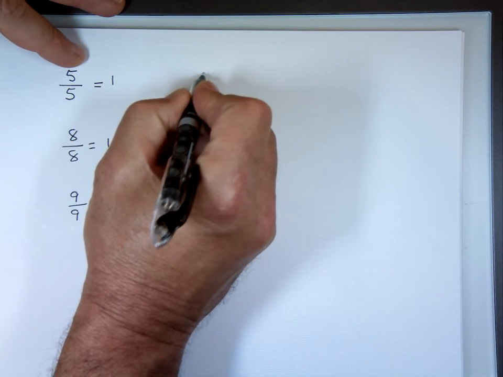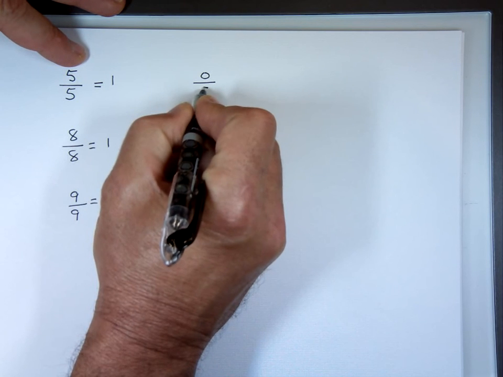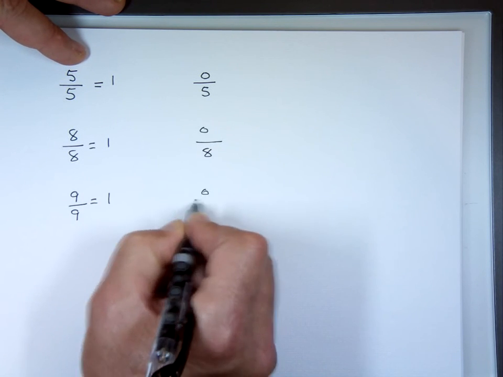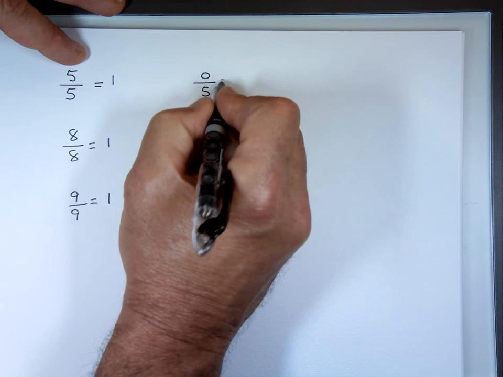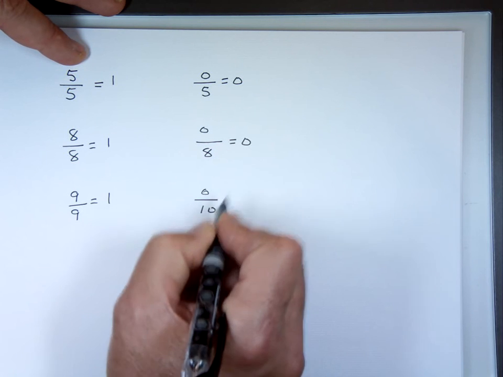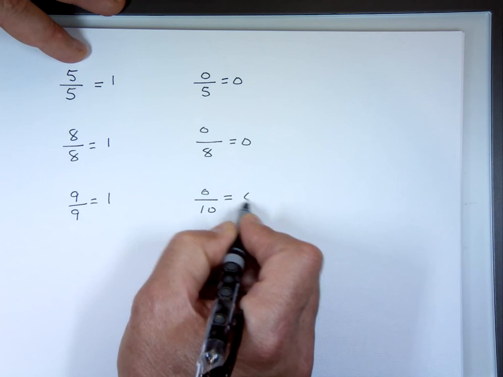What is 0 divided by a number? 0. So 0 divided by 5 is 0. 0 divided by 8 is 0. 0 divided by 10 is 0, except 0 over 0.